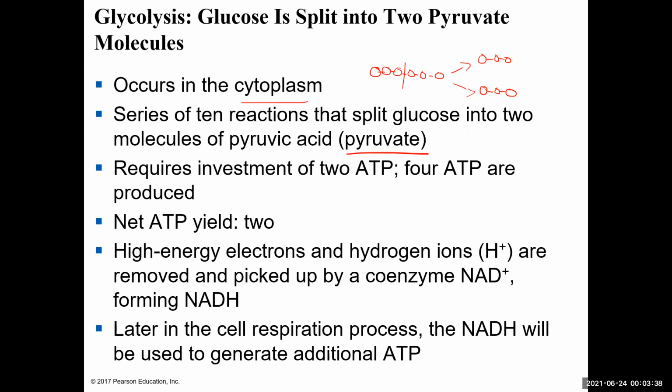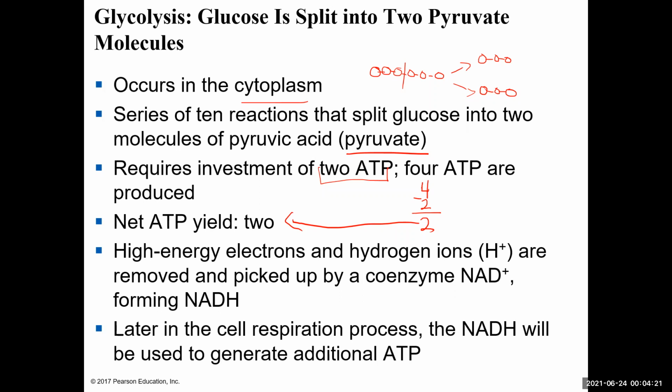And this process of splitting that glucose requires energy to do so. So it requires 2 ATP molecules. But we get 4 ATP molecules from the production of the pyruvate. So if we get 4 and used 2, we're left with a net yield of 2. So glycolysis gives us a net yield of 2 ATP molecules. So out of the 36 ATP molecules we're supposed to make, we've already made 2 with glycolysis.